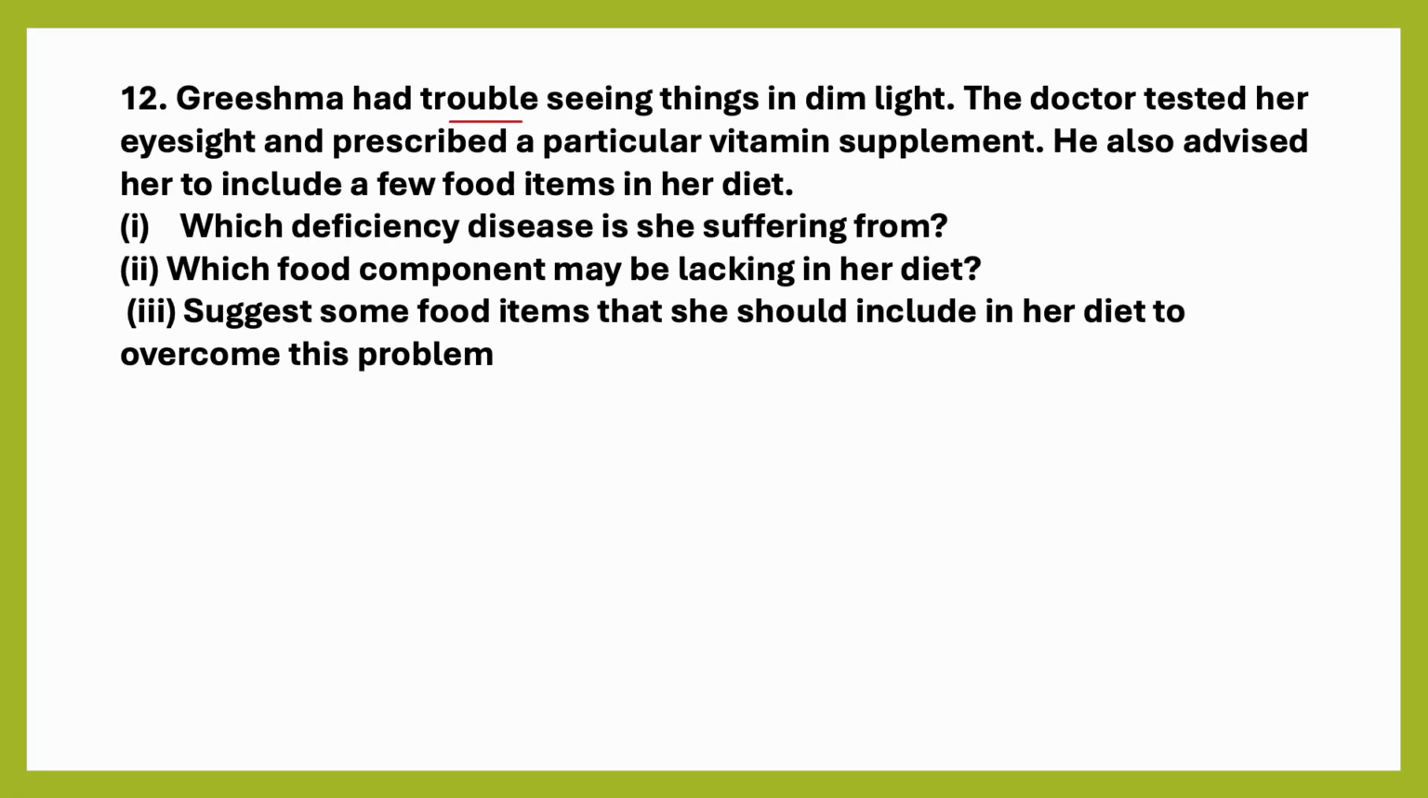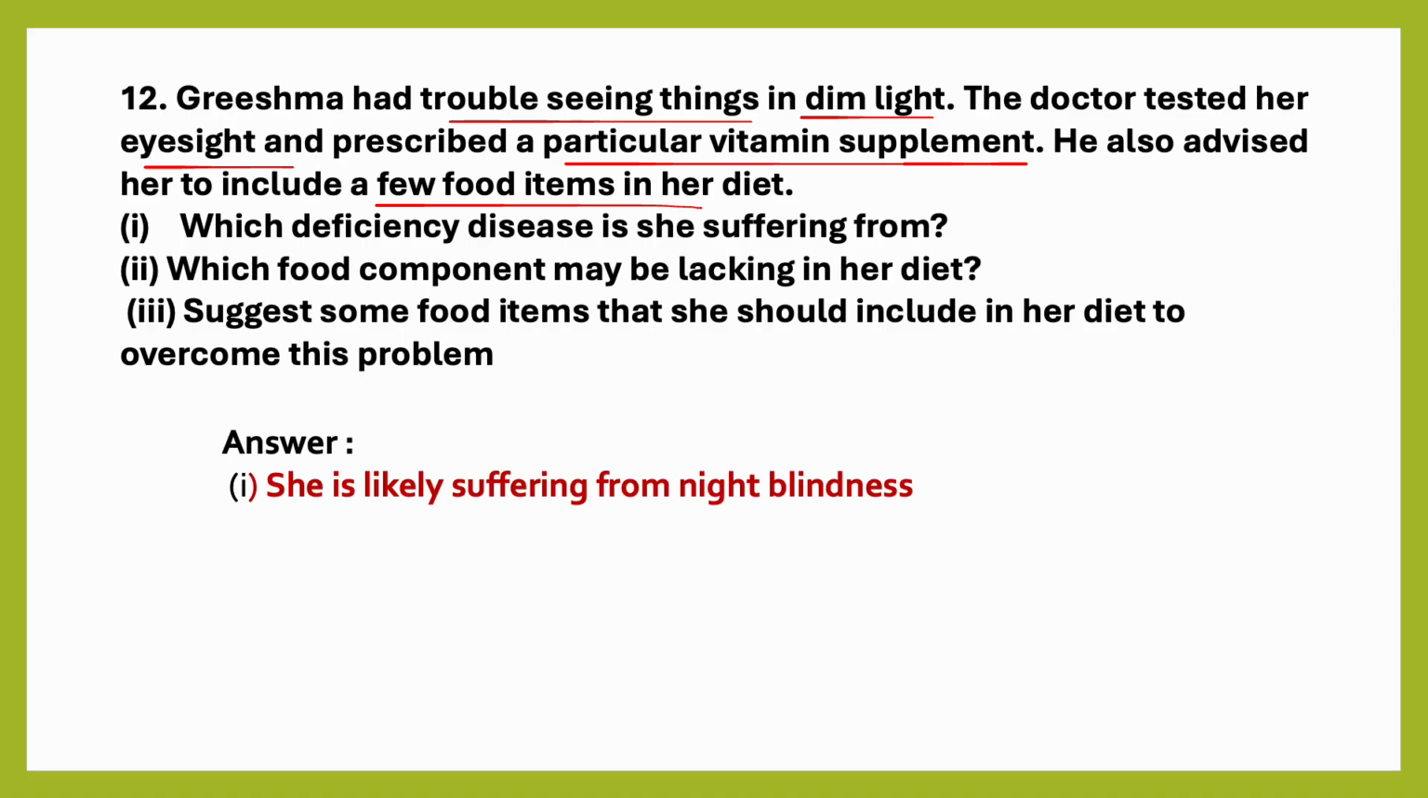Grishma had trouble seeing things in dim light. The doctor tested her eyesight and prescribed a particular vitamin supplement. He also advised her to include a few food items in her diet. Which deficiency disease is she suffering from? She is suffering from night blindness. Which food component may be lacking in her diet? She is lacking vitamin A in her diet.